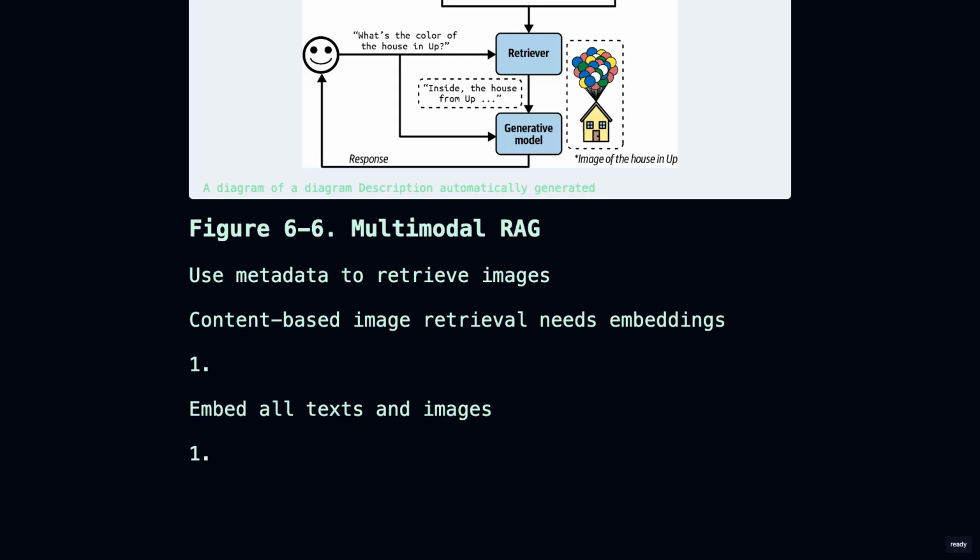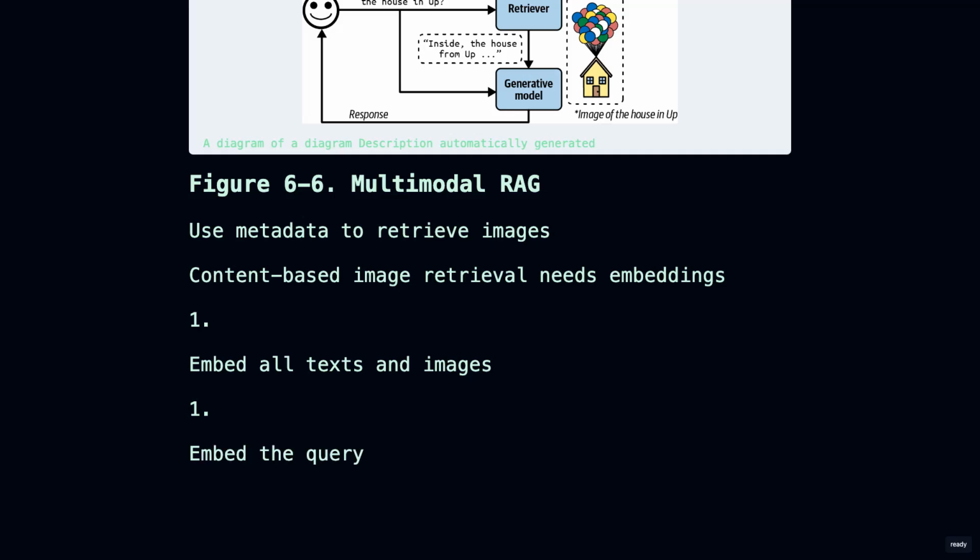Next, turn the user's question into the same embedding space, so it can be compared fairly against the stored items. Given a query, generate its clip embedding. Now the question itself can be represented in the same space as the candidate texts and images.